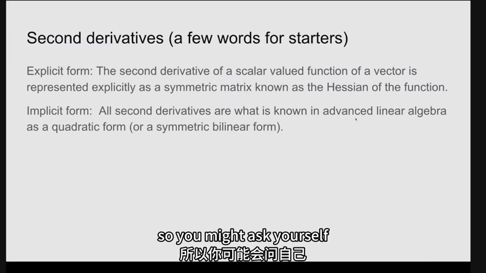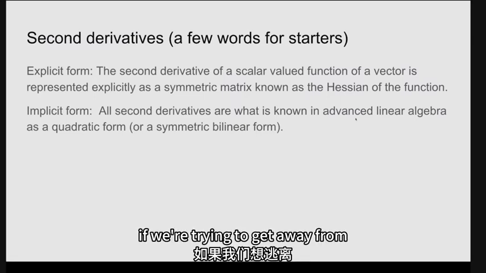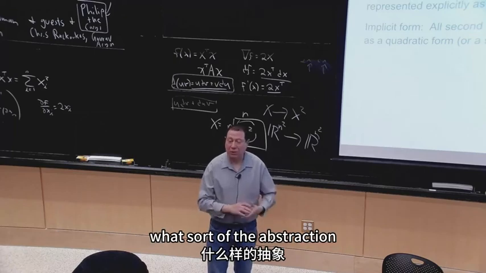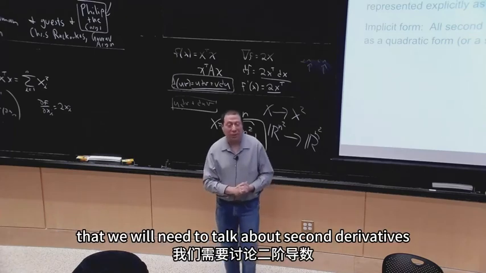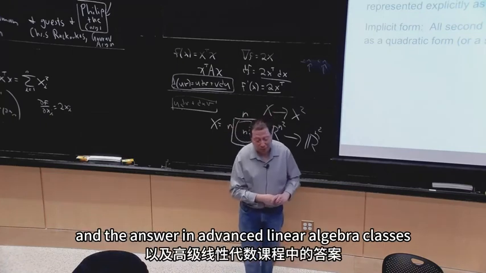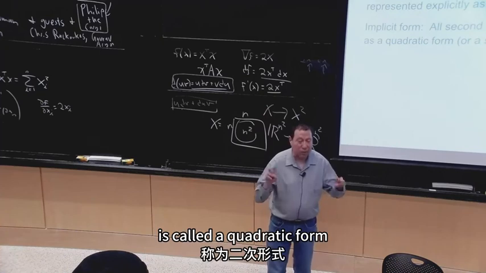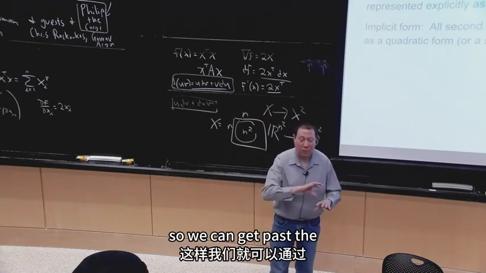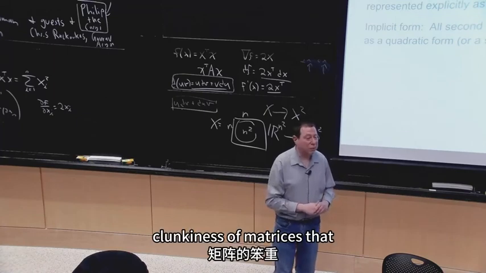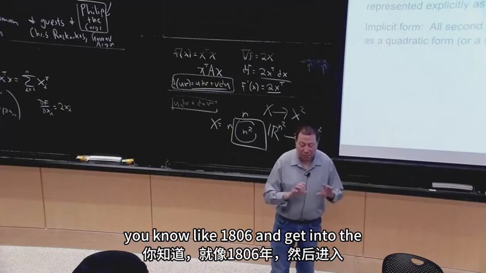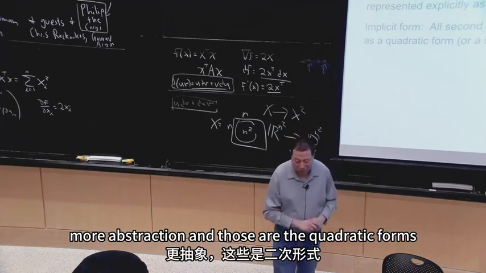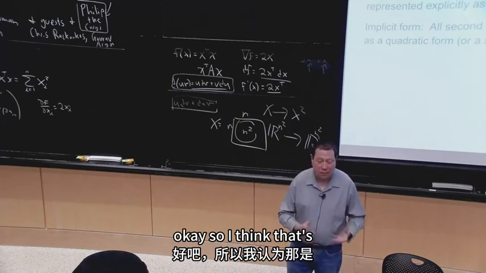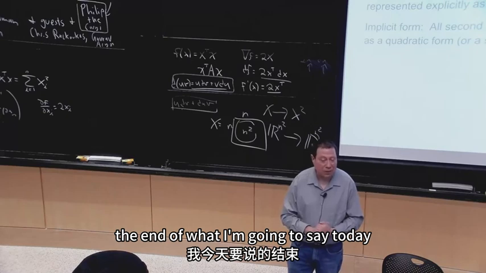So you might ask yourself, if we're trying to get away from element-wise matrix representations, what's the abstraction that we will need to talk about second derivatives? And the answer in advanced linear algebra classes is called a quadratic form, okay? And we'll see what that is. So we can get past the clunkiness of matrices, like in 18.06, and get into more abstraction, and those are the quadratic forms. Okay, so I think that's the end of what I'm going to say today.